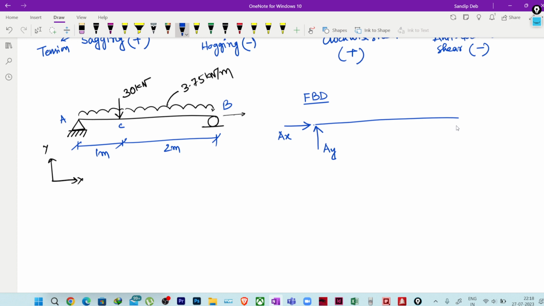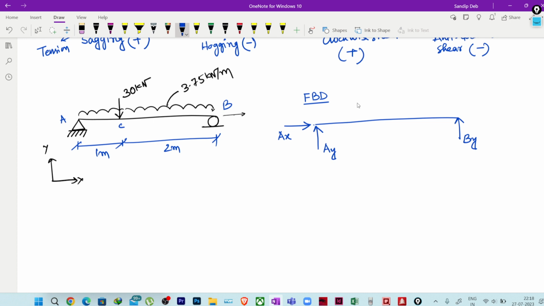It can rotate like this, so there will be no moment, and I will not write a moment here. Fine. The other support is the roller support, so it will not move in the vertical direction, and we will get a reaction along this direction. I will name it By. It can move along the horizontal direction, so there is no horizontal reaction. And as it is simply supported, it can rotate, so there will be no bending moment.